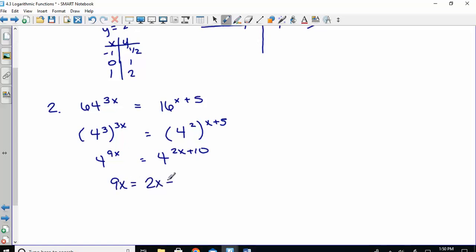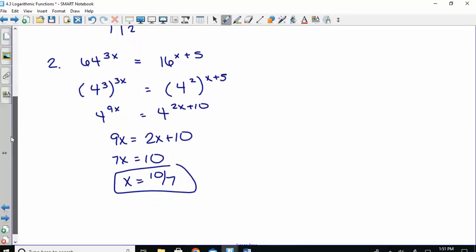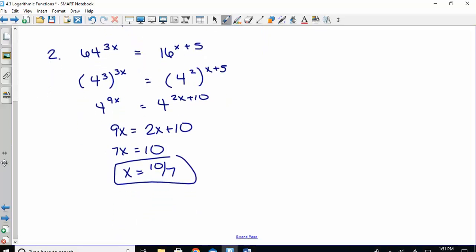So then you can set your exponents equal to one another. Subtract over the 2x. And we should get 10/7. And then we know we can always check those just by plugging them back into the original. All right, so common base problems. Are we good with that?